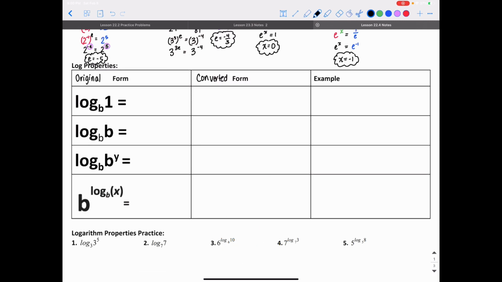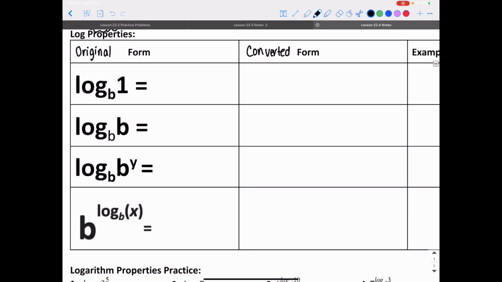Logarithm properties. These are things you can always figure out if you forget what they are, but they're just going to make your life faster if you memorize them. If I have log base b of 1, I want to know what that's equal to. I don't know yet. I'm going to figure it out by converting to the other form. So that's in logarithm form.